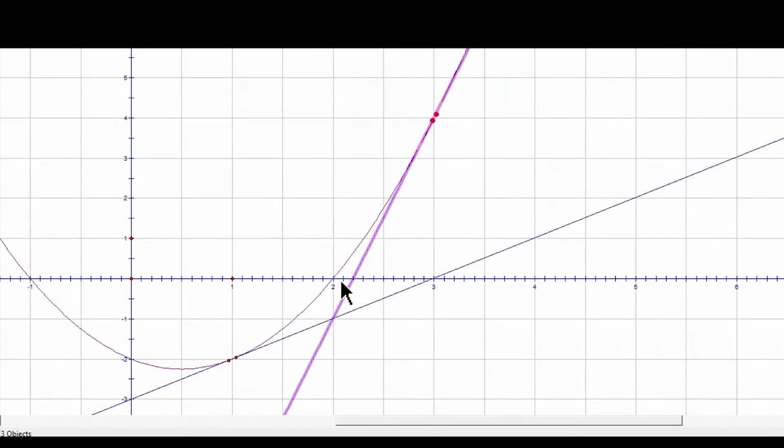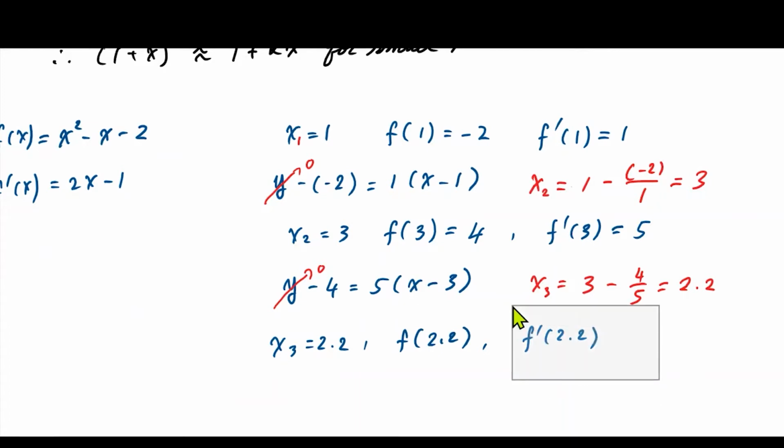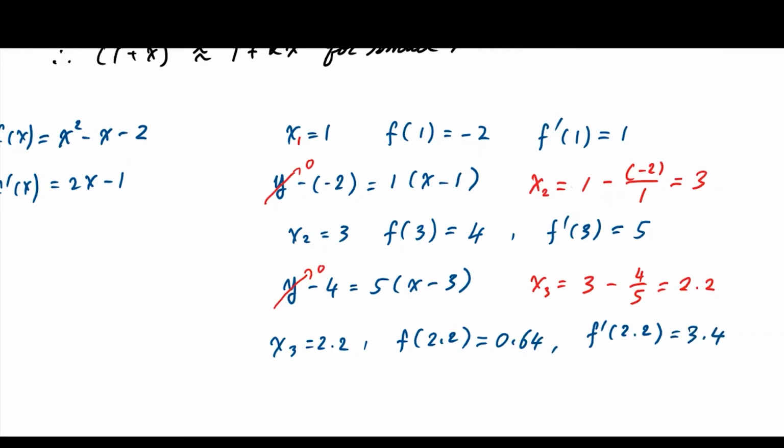See, next one. Process continues until we see the pattern here, okay? So now we have x3 to be 2.2. Have a calculator standing by. Now it's going to require a calculator. So we need f of 2.2 and we need f prime of 2.2. Somebody tell me what these things are. f of 2.2 is 0.64. And somebody else tell me what f prime of 2.2 is. 3.4. Correct. Ready? Here we go.